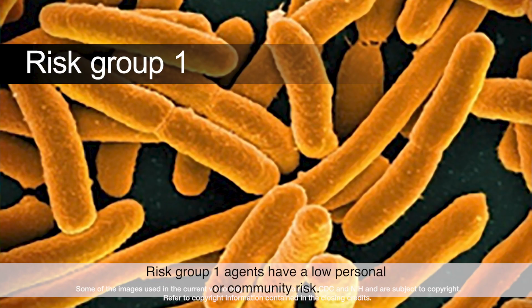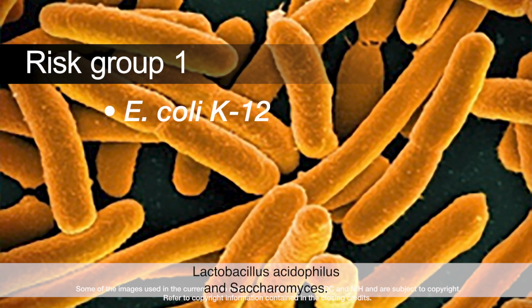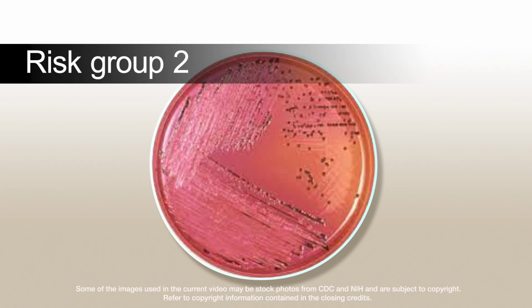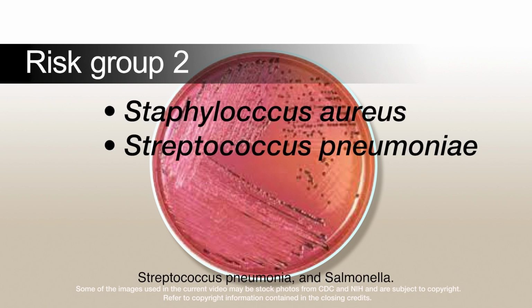Risk Group 1 agents have a low personal or community risk. Examples include E. coli K12, Lactobacillus acidophilus, and Saccharomyces. Risk Group 2 agents are associated with human diseases, which are rarely severe and have available treatments. Examples include Staphylococcus aureus, Streptococcus pneumoniae, and Salmonella.